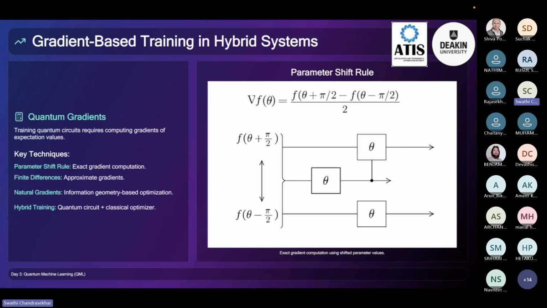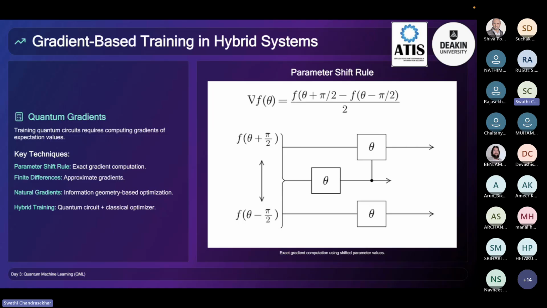Okay. Next, we have gradient-based training in hybrid systems. To train our quantum models effectively, we often want to use gradient-based optimization, just like we do in classical deep learning. How do we compute gradients of a function that is defined by a quantum circuit? To answer that, in classical neural networks, we use backpropagation. We compute derivatives layer by layer using the chain rule. Modern frameworks like PyTorch or TensorFlow do this automatically.